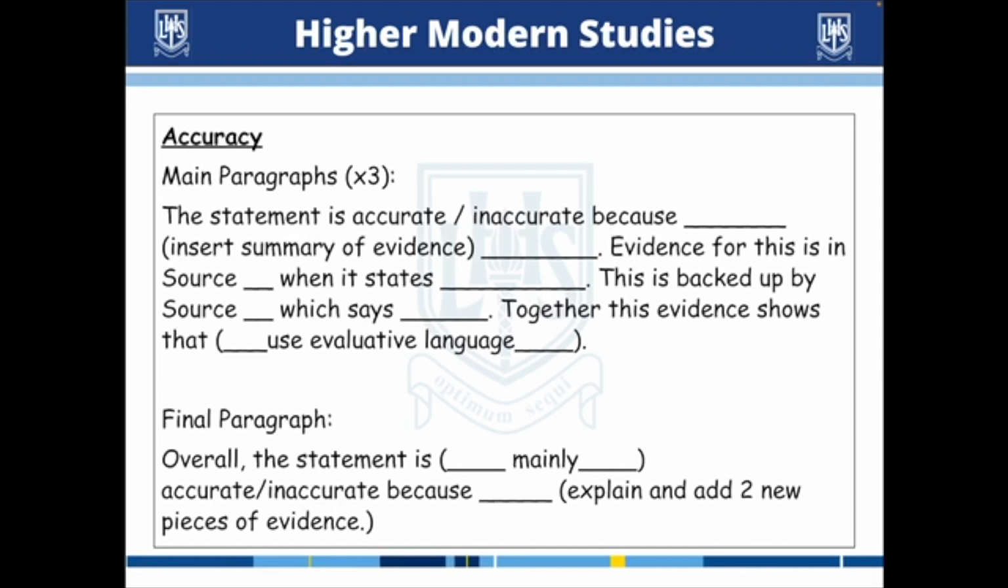So when you take everything into consideration, is the statement accurate? So overall, the statement is mainly accurate. The statement is mostly accurate because, give me the reasons because. Find 2 new pieces of evidence from the sources which just once and for all prove the statement to be accurate. Okay, so one final, this is definitely accurate because. This is mostly accurate because.